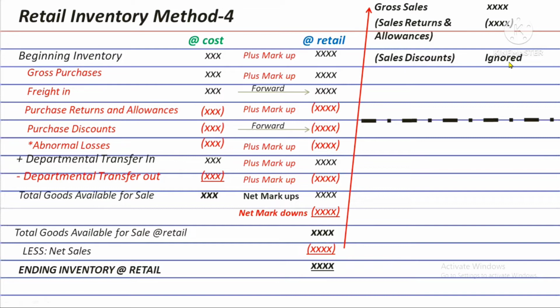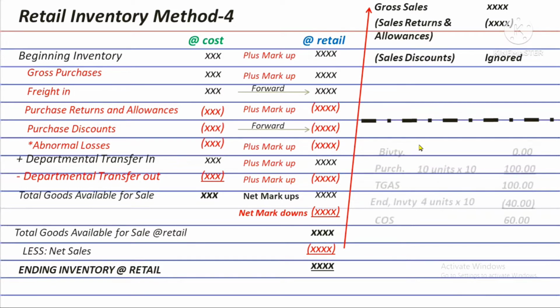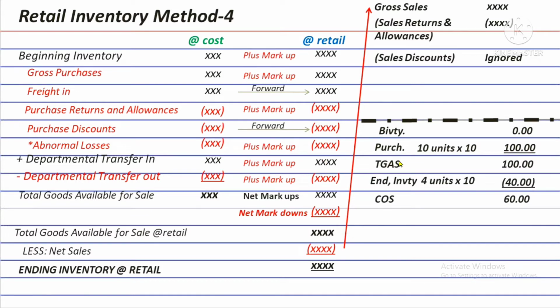The second reason is that if you try to consider the sales discount in inventory estimation, I'm pretty sure that you will arrive at a wrong ending inventory estimate. And I said I'm going to prove that through an illustration in this video. So let's do that. So, for example, a company computes its cost of sales like this.